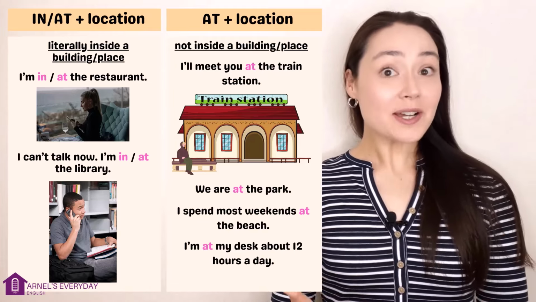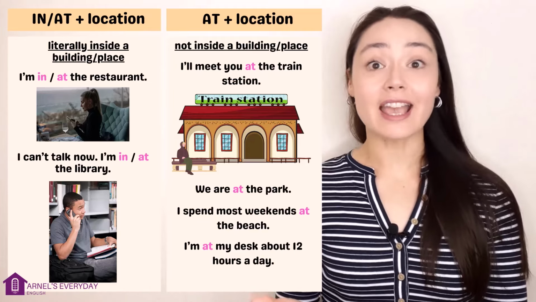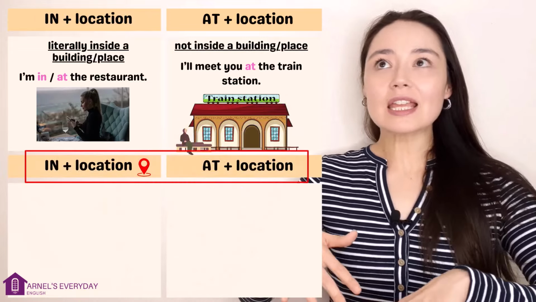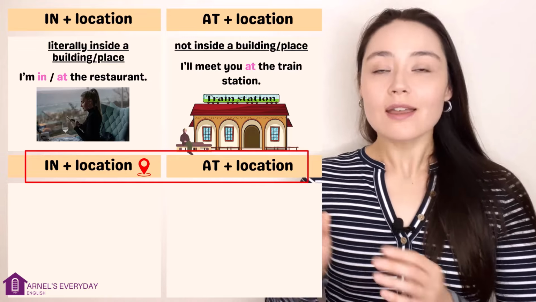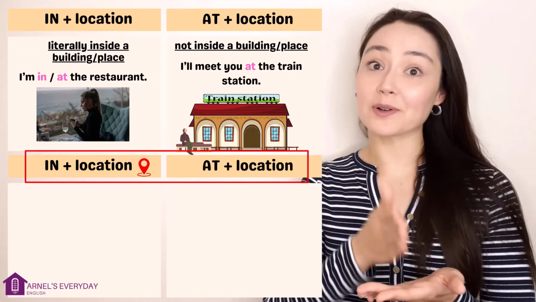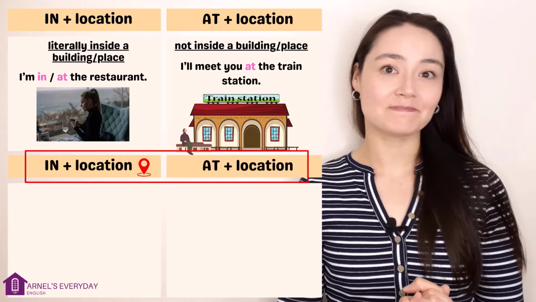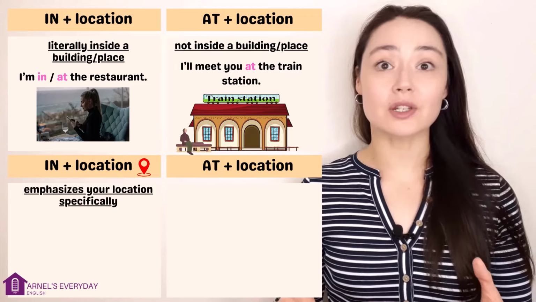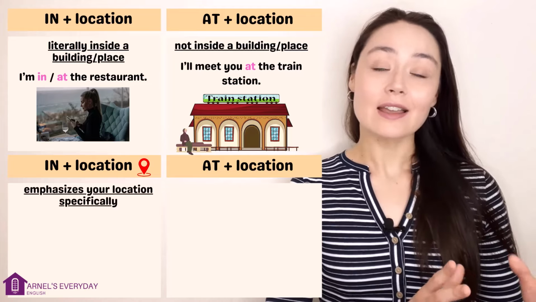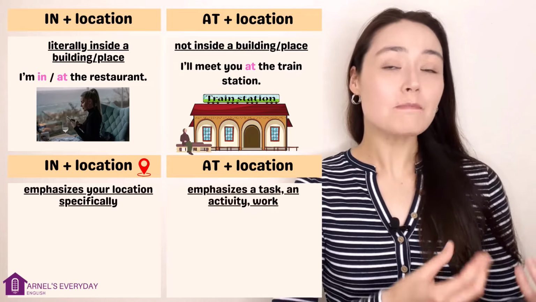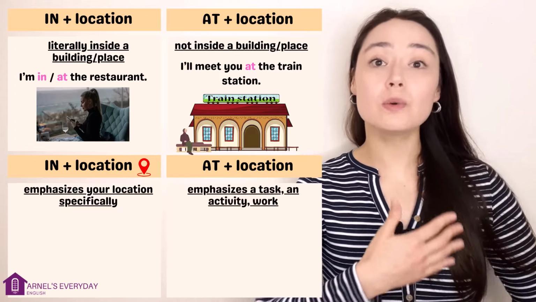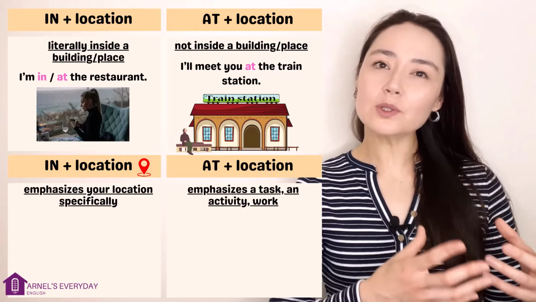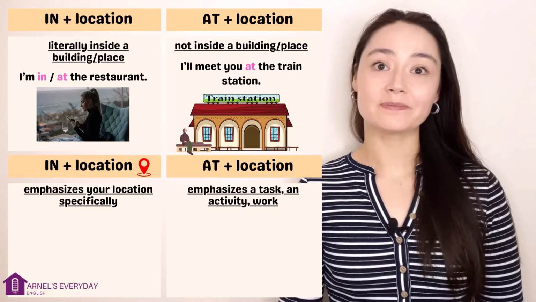Okay, I want to compare in and at again. The next two things I'm comparing, it's more about nuance. This isn't a hard grammar rule. In, this specifically emphasizes location. At, this can also be location, but the emphasis is on someone doing something. They are busy. They are working. There is some sort of task or activity.